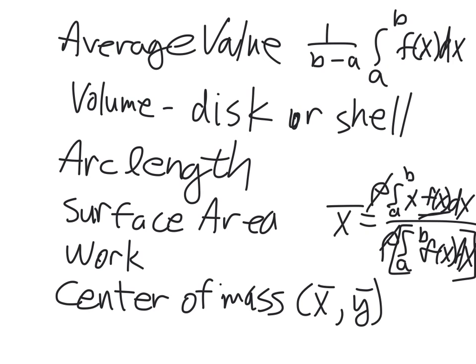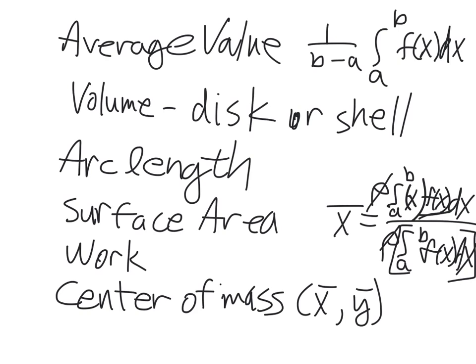Then in the numerator, we had x times the f of x, or I guess region between two curves, it was f of x minus g of x.